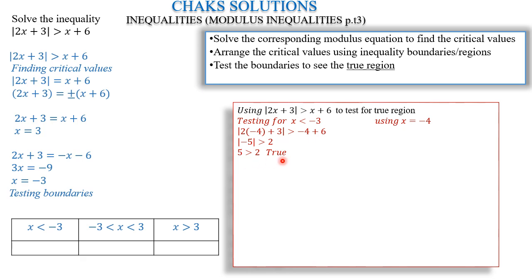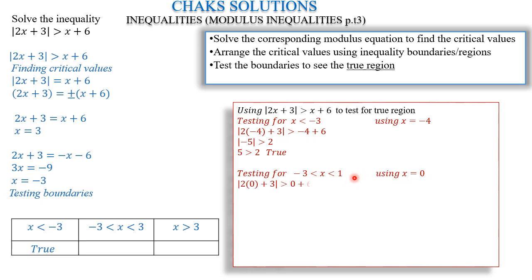So this is a true statement which makes the region of x less than minus 3 to be true here. Alright, so now we are testing for the next region. So the next region is minus 3 less than x less than 1. So we need a number between minus 3 and 1 here that we are going to use to test. So we can use x equals 0.